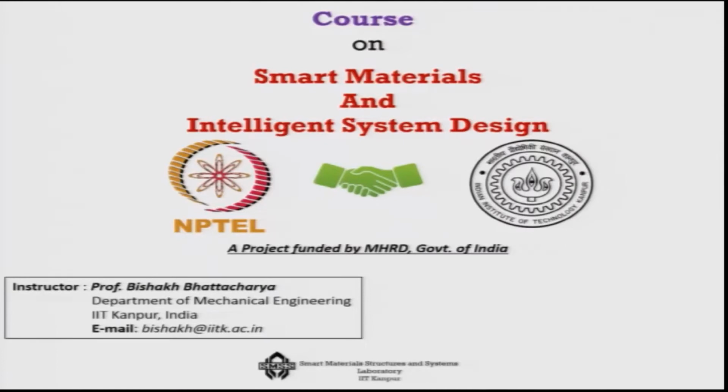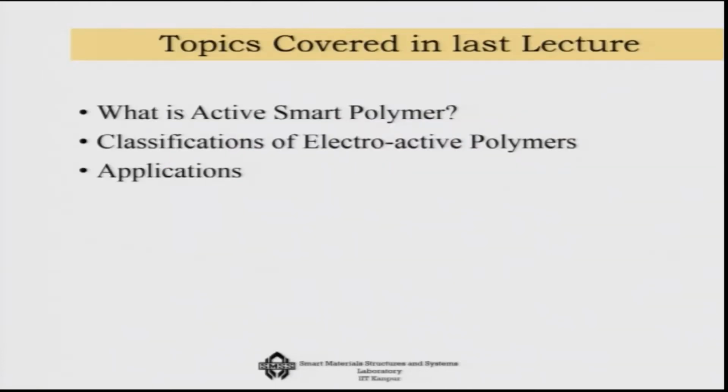Good morning everybody. Welcome to the final lecture of module 1 on this MOOC course, Smart Materials and Intelligent System Design. In the last lecture, we talked about active smart polymers, and I also touched on the classification of electroactive polymers, which is a special group among these active smart polymers. There, if you remember, we mostly focused on IPMCs, ionic polymer matrix composites.